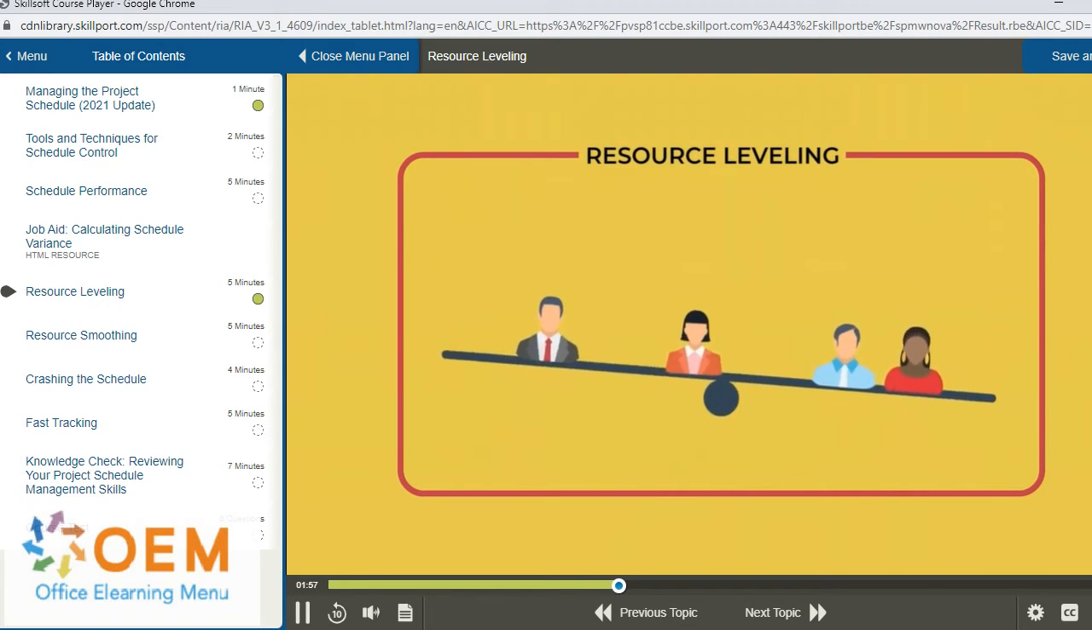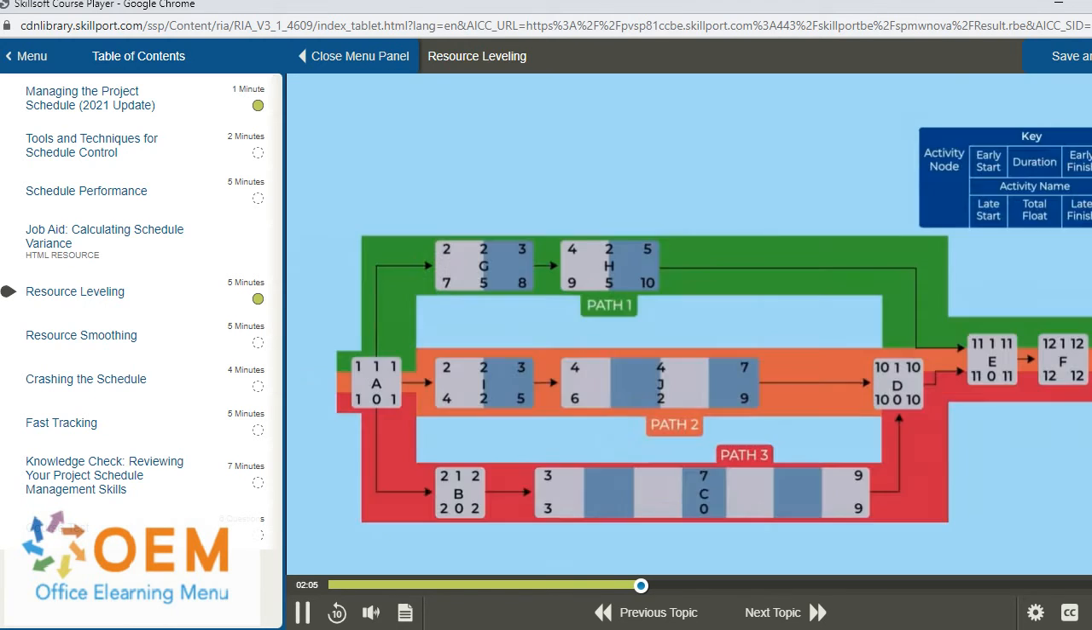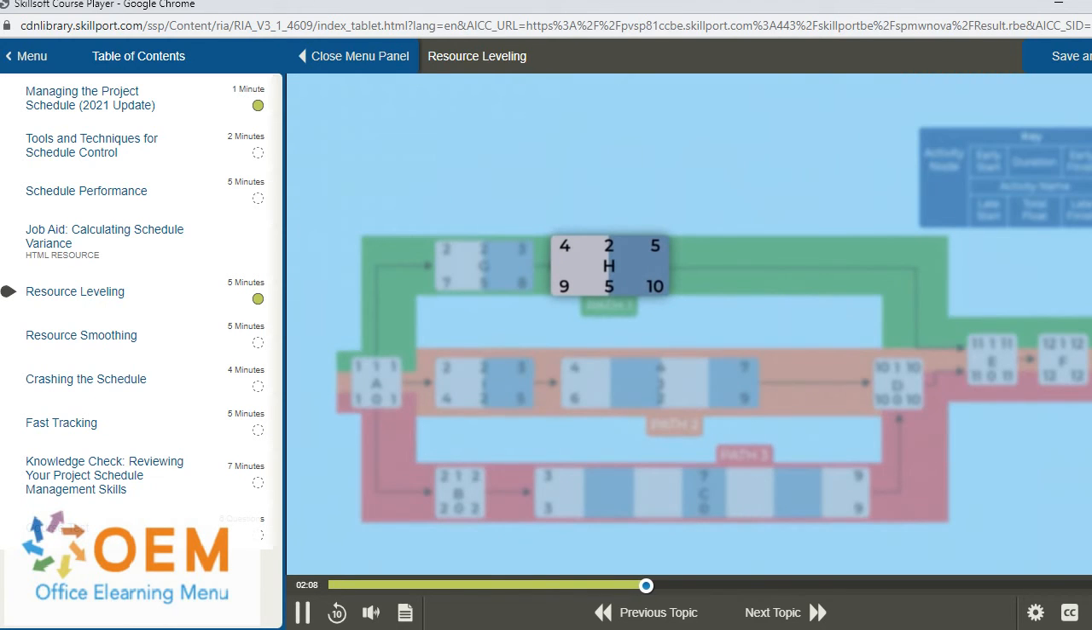Once we begin to level resources, taking them from a non-critical activity and moving them to the critical activity, what will the result be? What will happen to activity H if we remove 2 of the 4 resources or cut the staffing for that activity in half? Feel free to pause the video at any time and resume when you're ready.